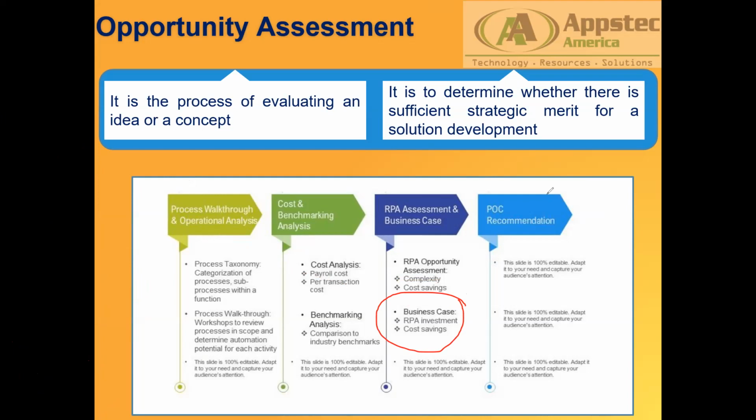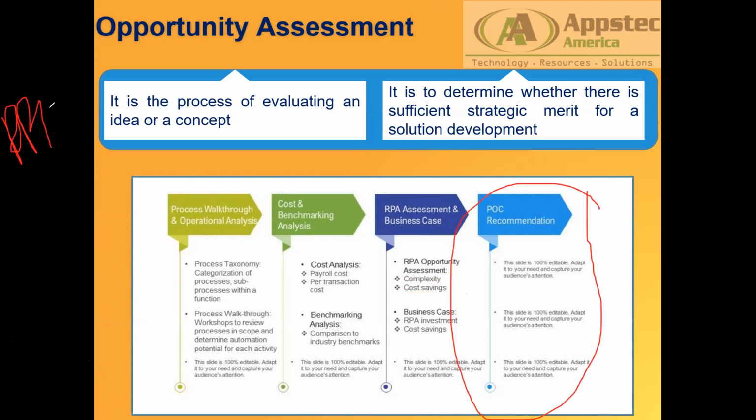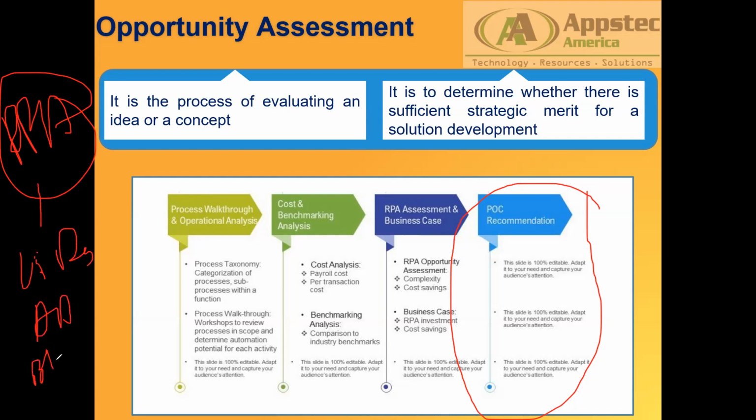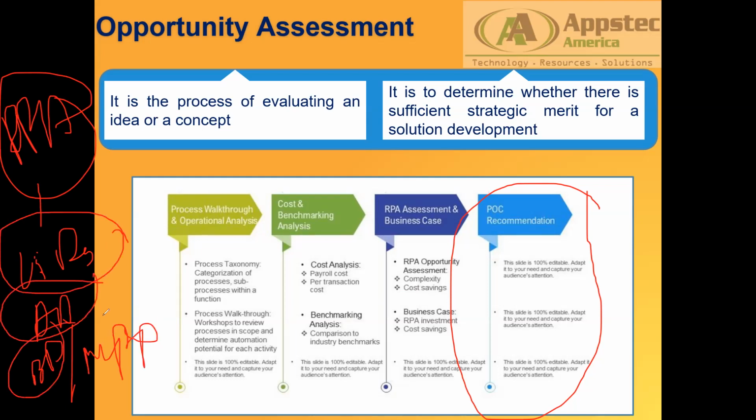POC is nothing but proof of concept. Now let's say any company is starting RPA right from scratch. They never had any bots, any automation done before. Now how would those companies know whether to go with UiPath, Automation Anywhere, Blue Prism, or Microsoft Power Platform, which one is the right platform that would suit my purpose, and I need to spend as little money as possible.